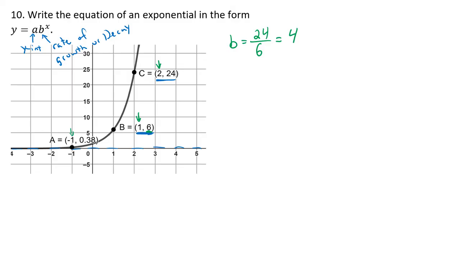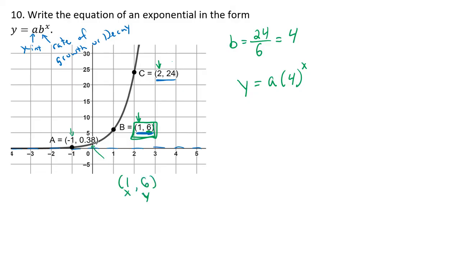Okay, so if that's the case, I need to figure out what a is. I can't see what the y-intercept is. It's some kind of decimal. So I'm going to go y equals a, parentheses, 4 to the x. Well, to solve for a, I need to know what x and y are. Well, I can pick those numbers. I have two really nice points here. I have 2, 24 and 1, 6. And it doesn't matter which one you pick. I'm going to pick this one because I know that x is 1 and I know the y is 6.